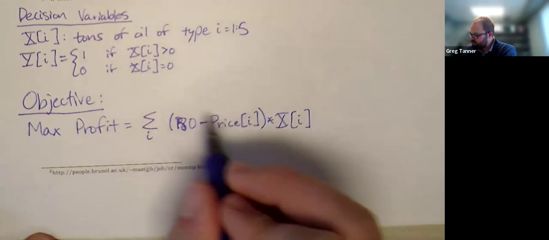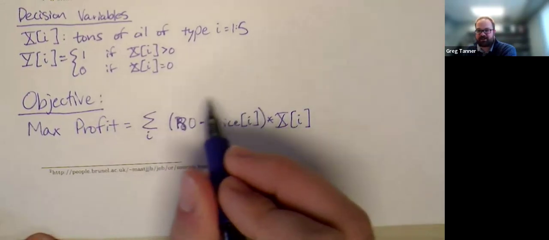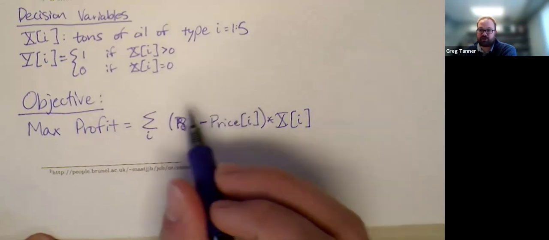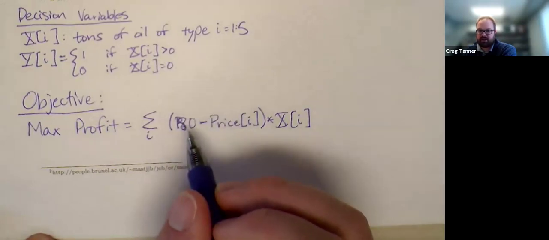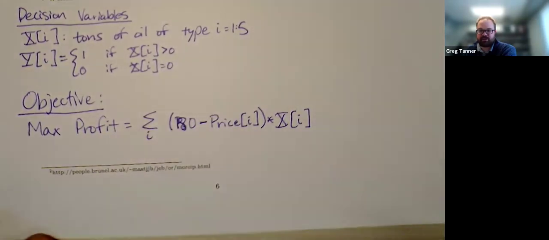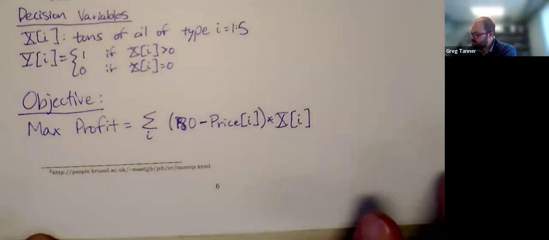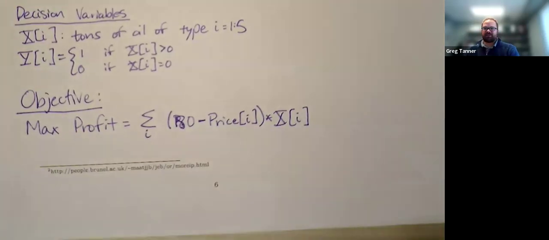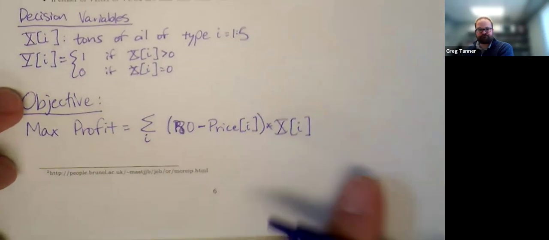So this here is essentially the net profit per ton of oil used for each of the oils, where 180 is the revenue minus the price that we paid for it. Okay, that's the objective. Now let's move on to the constraints. This one has a few more constraints than the last one, so I'll move on to a new sheet of paper.